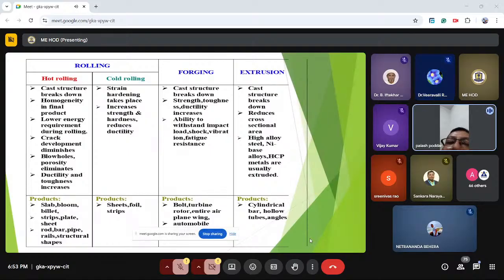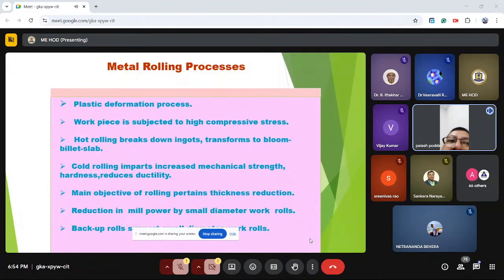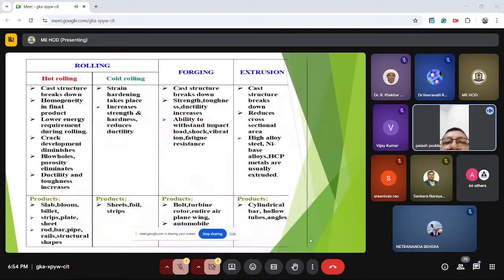Like nickel-based superalloys, as I told, and HCP metals like titanium and magnesium. Whatever the rollability of magnesium, the more deformation is given by rolling, the more difficult it will be to roll, but you can easily get the extruded product of HCP metals like nickel-base superalloy, magnesium, and titanium-base. All of these get much more deformation by the extrusion process. Cylindrical bars, hollow tubes, angles, and many other components can be extruded. Different channels can be extruded by the extrusion process.